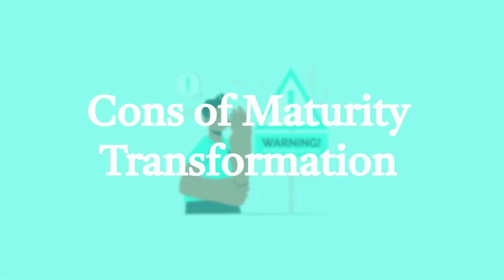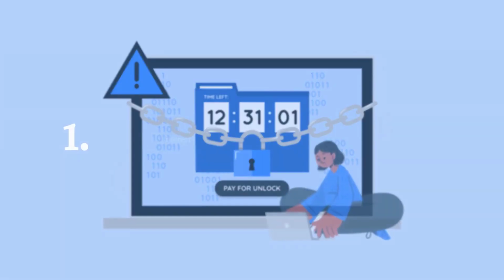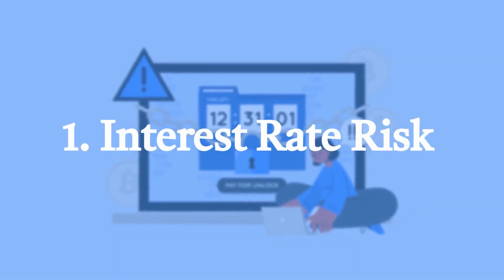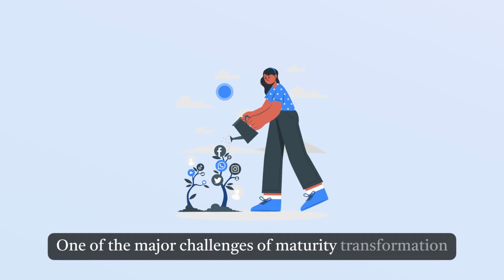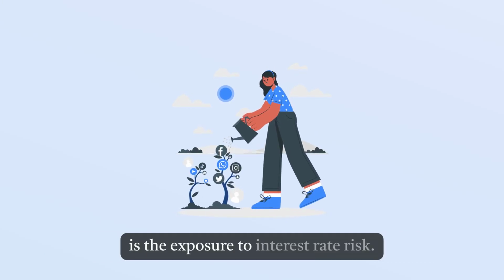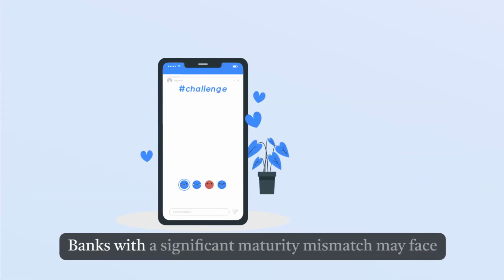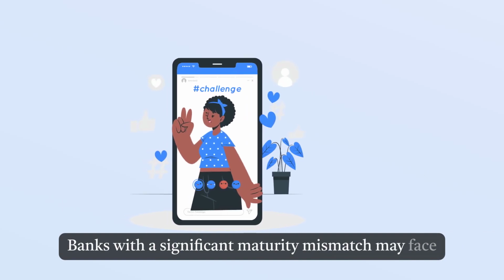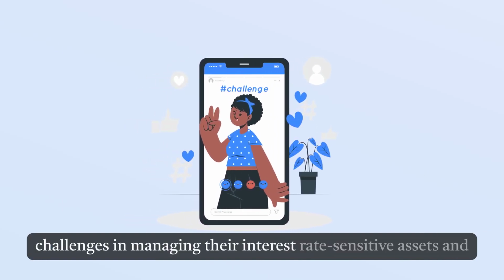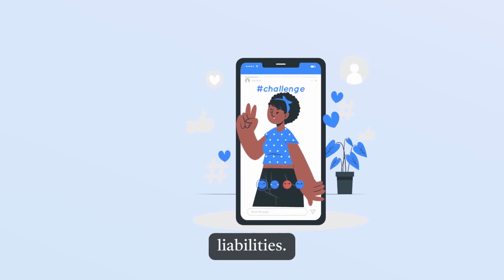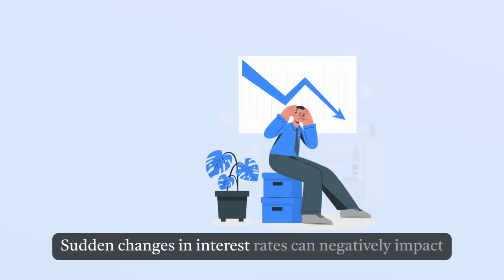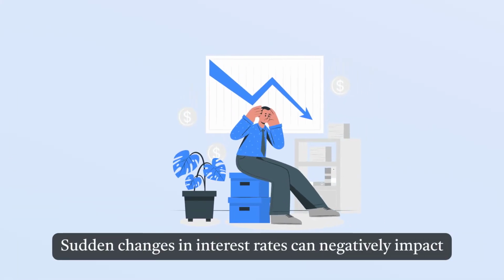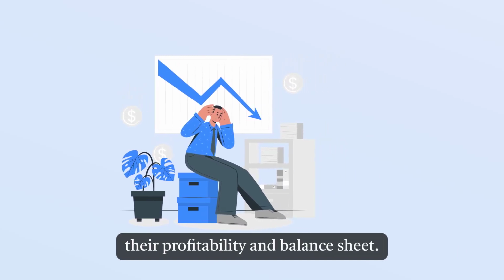Cons of maturity transformation. 1. Interest rate risk. One of the major challenges of maturity transformation is the exposure to interest rate risk. Banks with a significant maturity mismatch may face challenges in managing their interest rate-sensitive assets and liabilities. Sudden changes in interest rates can negatively impact their profitability and balance sheet.